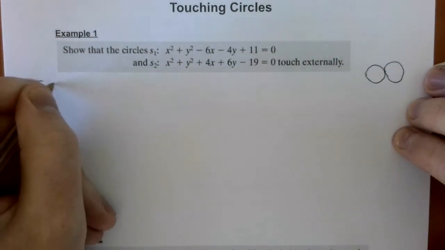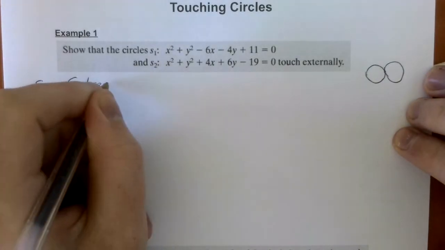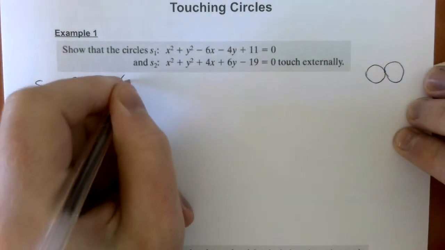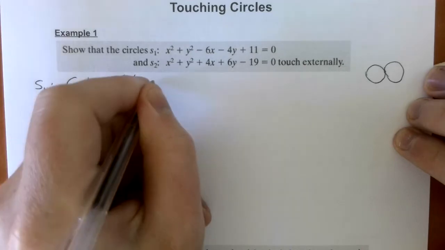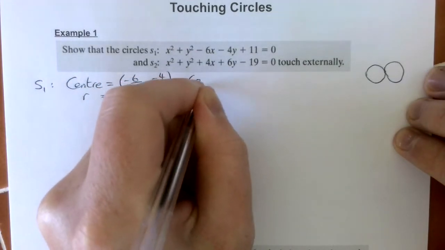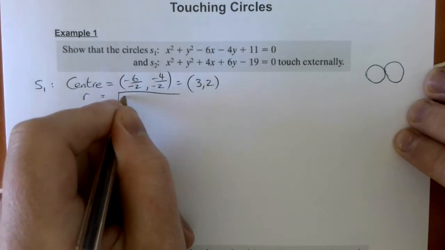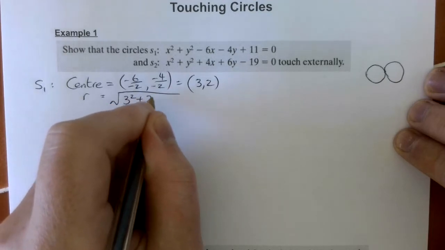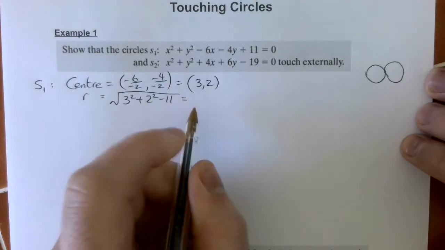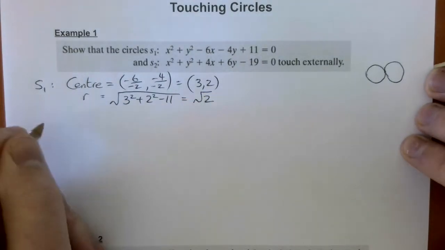Best advice for these examples is to straight away find the center and the radius of each one. To find the center of the circle, it's going to be minus 6 over minus 2, and then minus 4 over minus 2. So the center is equal to (3, 2). From that, we can find the radius, which is equal to the square root of g squared plus f squared minus c. That's going to be the square root of 2. So that's the center and radius of S1.